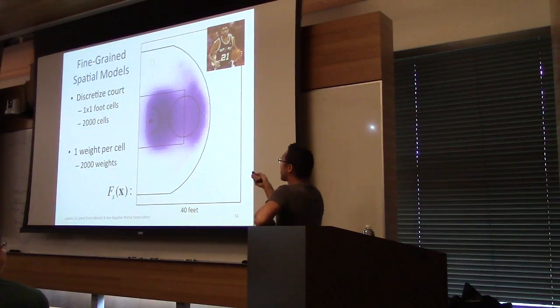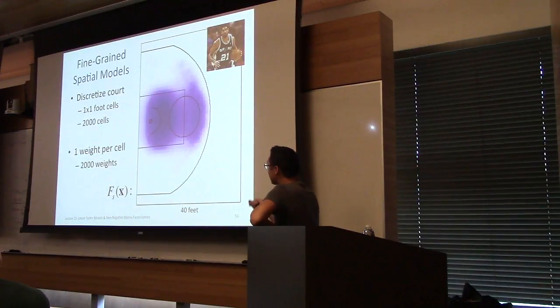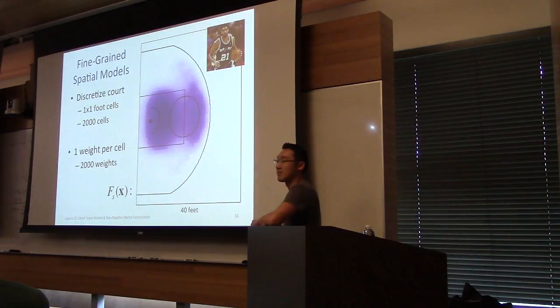So from that, we build a heat map, right? That looks like this, right? In this particular version of the heat map, I discretized the court into 1 foot by 1 foot cells. If you look at only the half court, which is 40 feet by 50 feet, that's about 2,000 cells. So basically, this heat map is estimating one parameter per cell, right? This is the heat map, or some measure of the probability of where Tim Duncan likes to shoot the basketball.